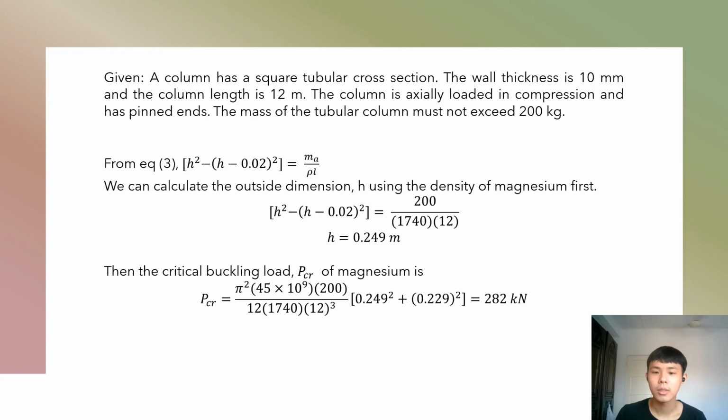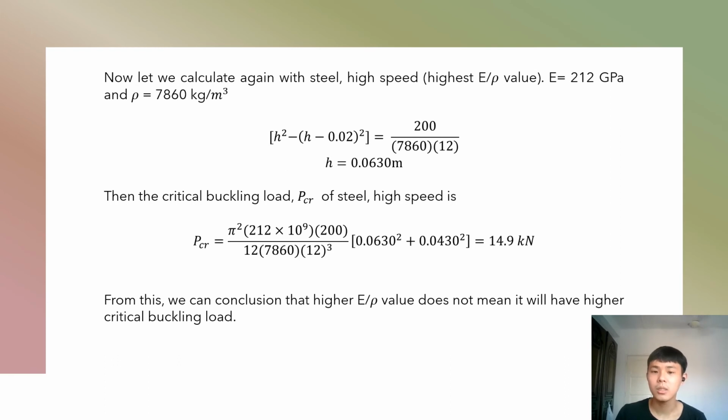Let's find the information of magnesium first. h is equal to 0.249 meters, and the critical buckling load of magnesium is 282 kilonewtons. Now we calculate again with high speed steel. h is equal to 0.063 meters, and the critical load of high speed steel is 14.9 kilonewtons. It's smaller than the critical load of magnesium. From this, we can conclude that a higher E over rho value does not mean it will have a higher critical buckling load.